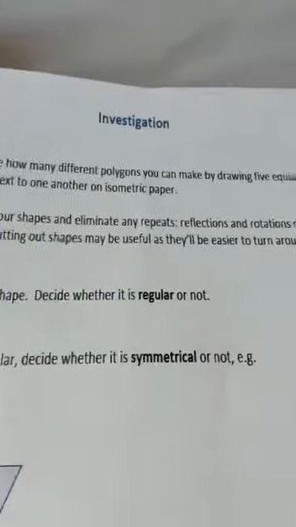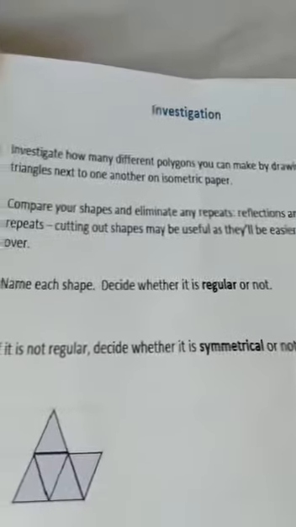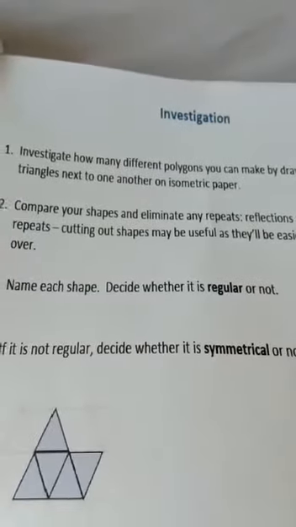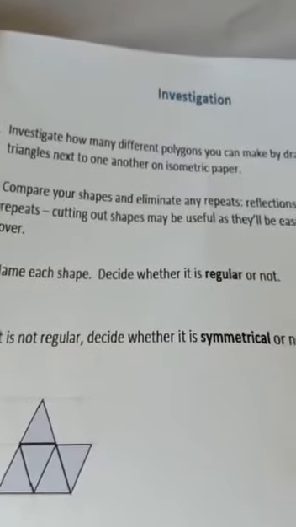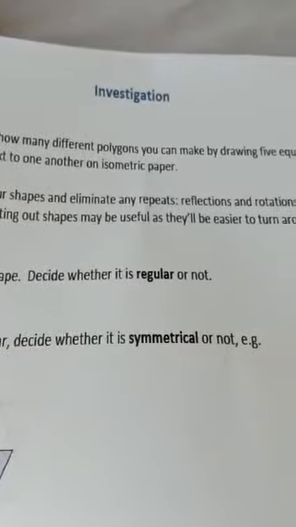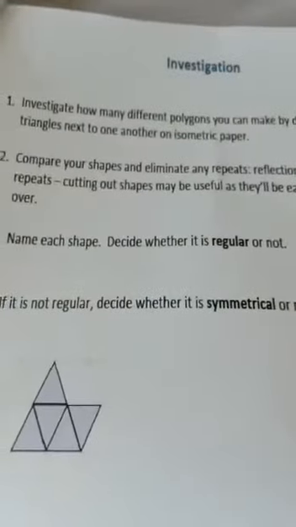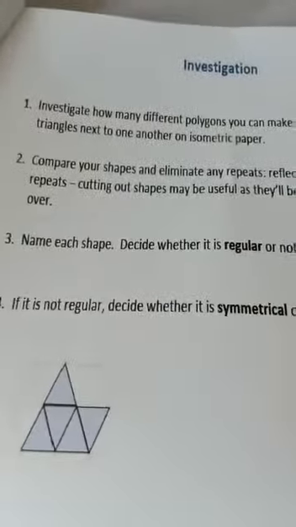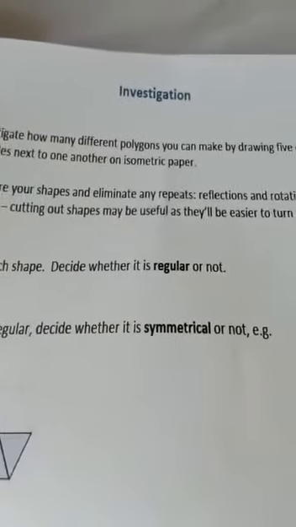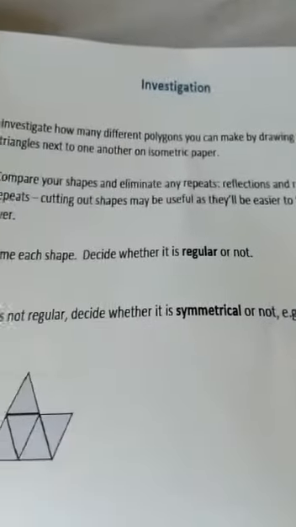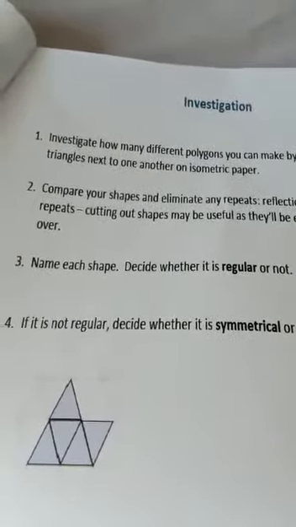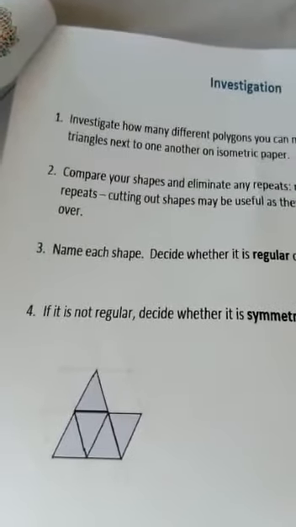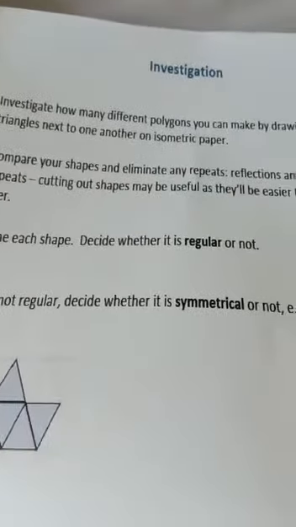Then we got a little investigation where you've got to investigate how many different polygons, which are shapes, you can make by drawing 5 equilateral triangles next to one another on isometric paper, which I've provided. Compare your shapes and eliminate any repeats. Reflections and rotations count as repeats. So make sure they're different shapes. Cutting out the shapes may be useful as they'll be easier to turn around or flip over. Name each shape. Decide whether it's regular or not. So if it is not regular, decide whether it is symmetrical or not.